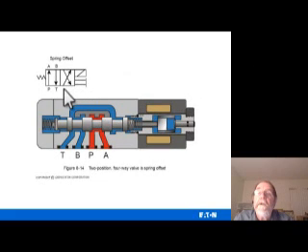Here's a four-way, two-position valve with one solenoid on it. The spring returns it back to the right. The solenoid pushes it to the left. And this is how it works.